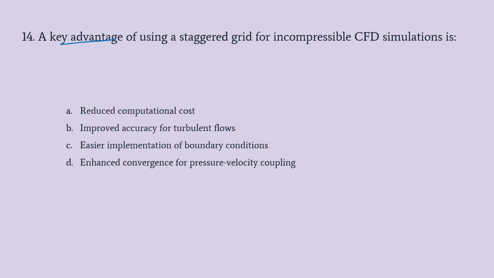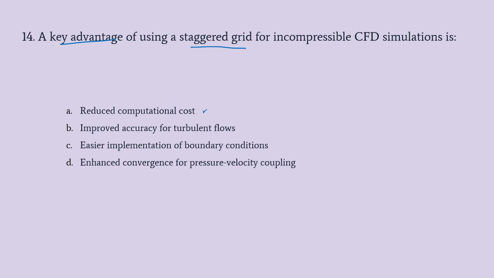So to answer the question, if you go through the options itself, you can easily eliminate some. The first option is saying reduced computational cost. When we have a staggered grid, I told you two different sets of locations will be there, one set of locations for velocity calculation and another set for pressure calculation. So what it essentially means is there is an increased computational cost.